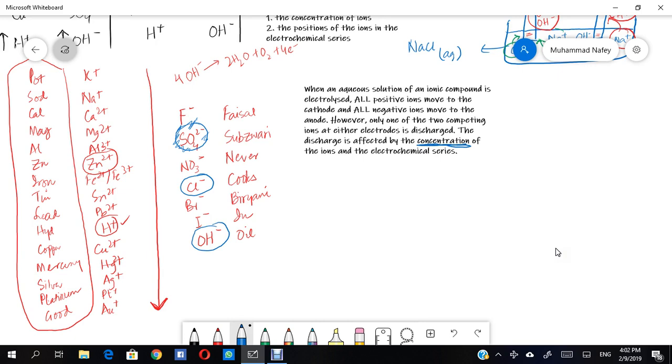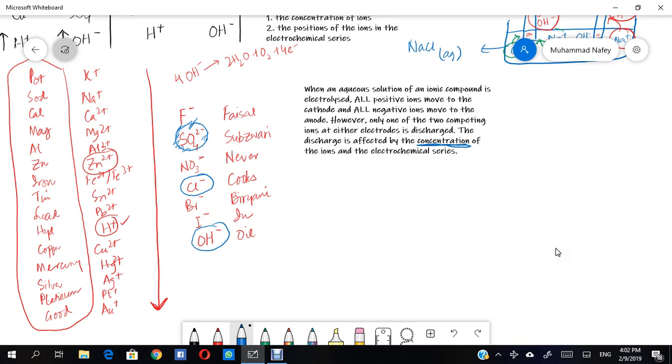Now remember, concentration can have an effect on the discharge to only a certain extent. If I have a concentrated solution of sodium chloride, for example, then what moves to the anode? Chloride and hydroxide. And we know that chloride is the more concentrated ion as compared to hydroxide. Therefore, chloride, owing to its higher concentration, will be discharged even though it's higher up in the electrochemical series as compared to hydroxide ions.